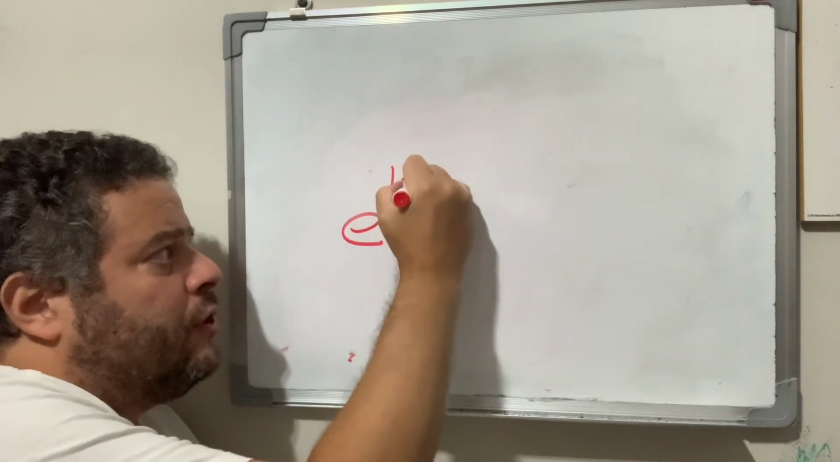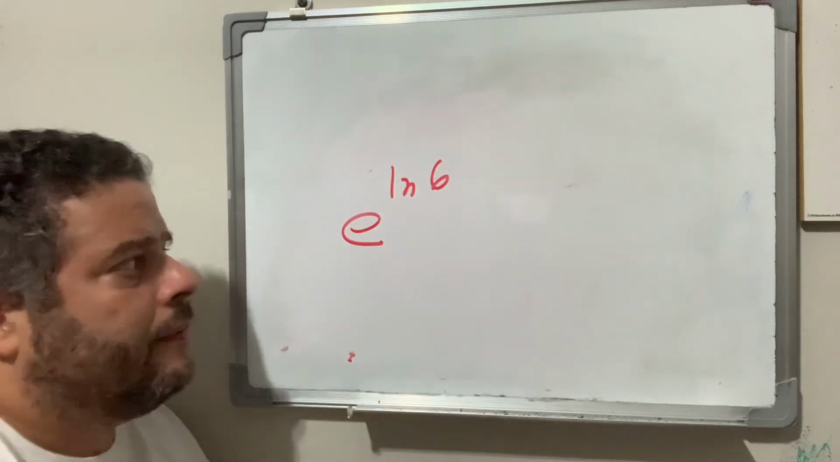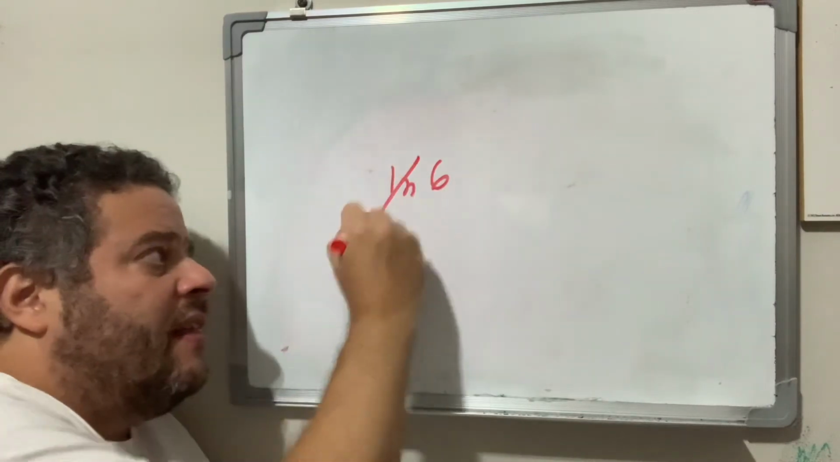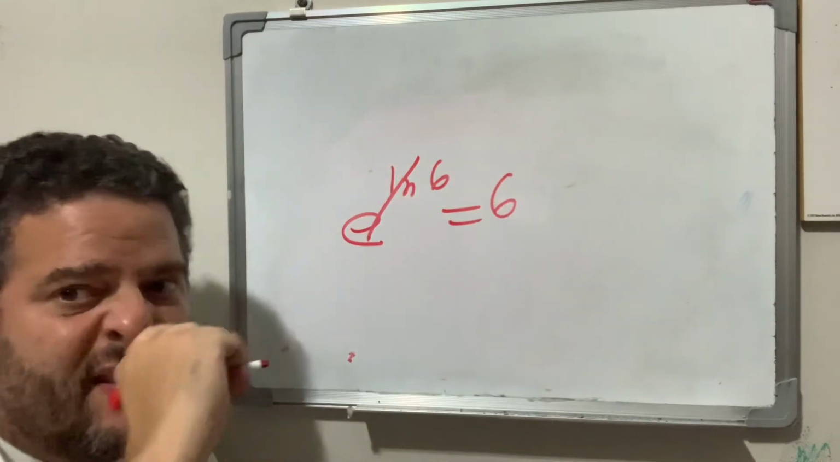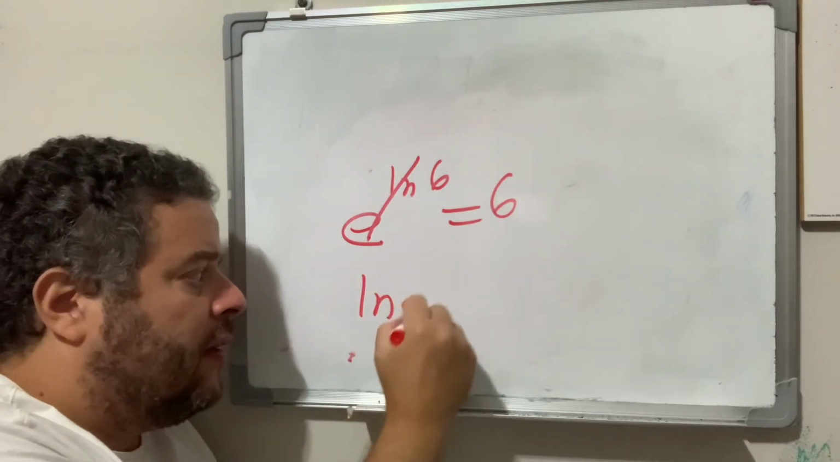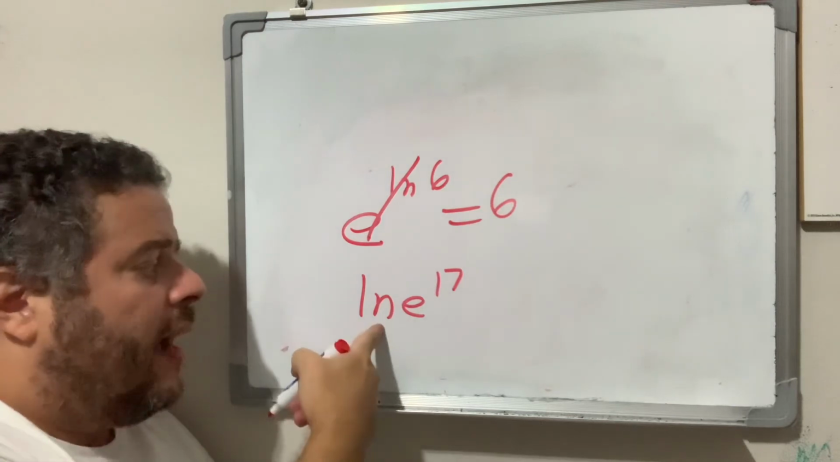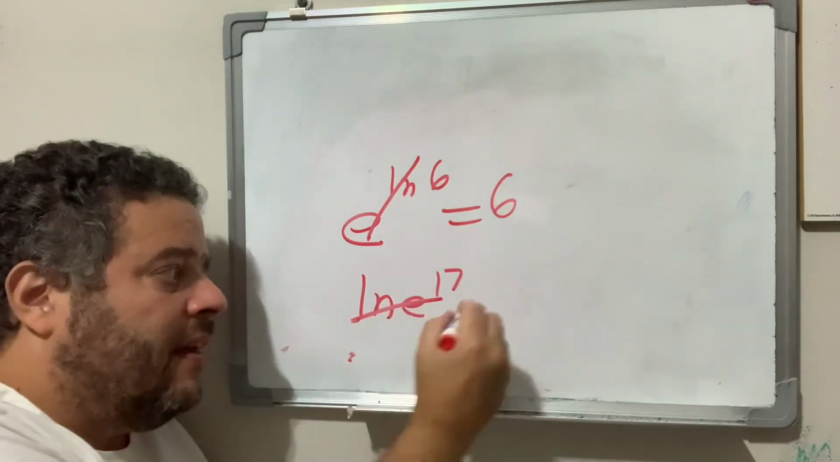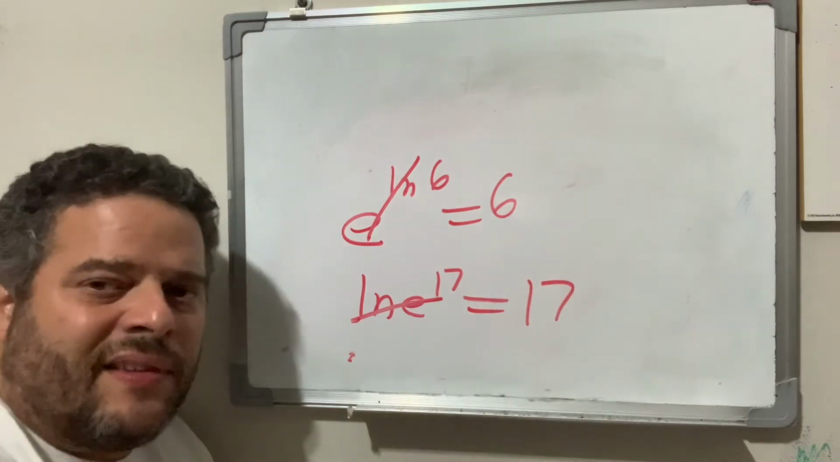e to the natural log 6. I know that this base is e, this is e. They cancel out, the answer would be 6. I don't need a calculator for that. Likewise, natural log e to the 17. I know this base is e, I know this is e, they are the same. They cancel out, the answer would be 17.